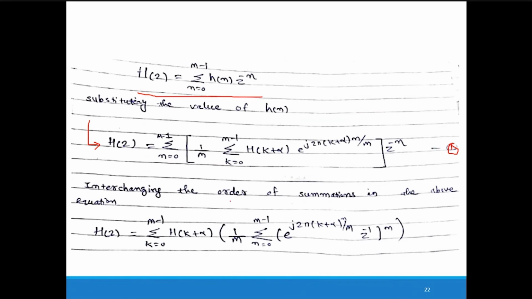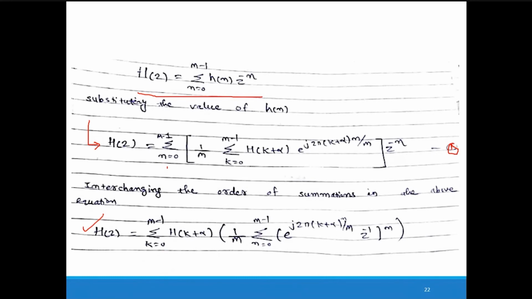Now interchanging the order of summation in the above equation. So here we are interchanging the summation order. Here n is equal to 0 to m minus 1 and here k is equal to 0 to m minus 1. This I think we already wrote. So k is equal to 0 to m minus 1 and n is equal to 0 to m minus 1. Up to this we have completed.